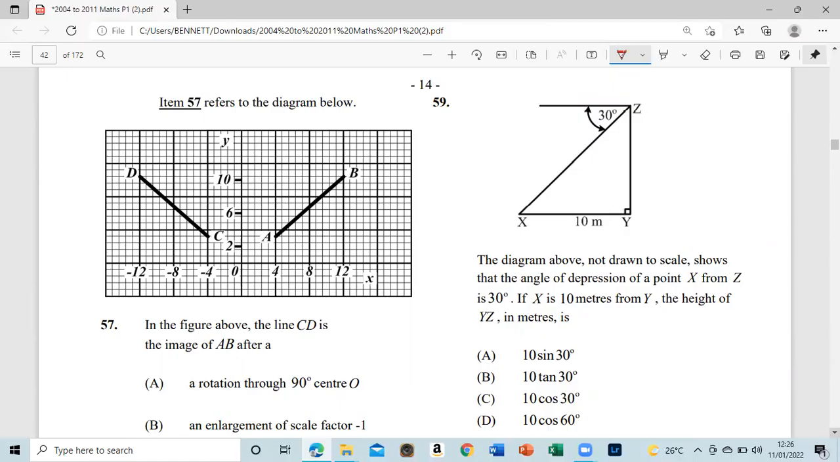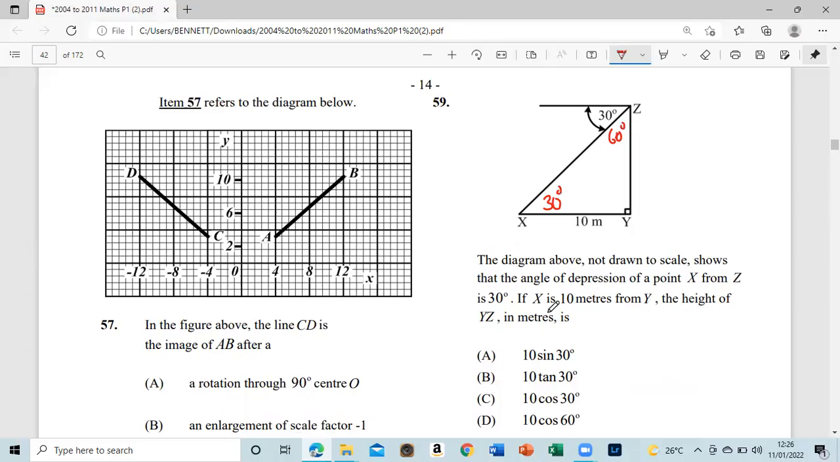The diagram above, not drawn to scale, shows the angle of depression of point X from Z is 30. If X is 10 centimeters, then the height of YZ is... All right, so this will also be 30. It's alternate angles, all right? And that would make this 60 degrees.